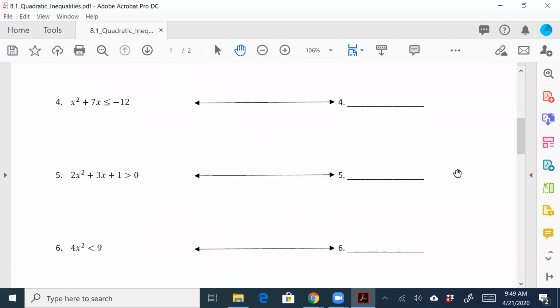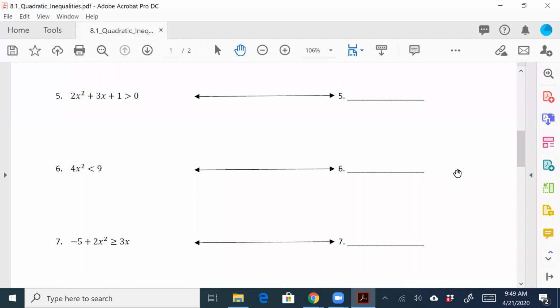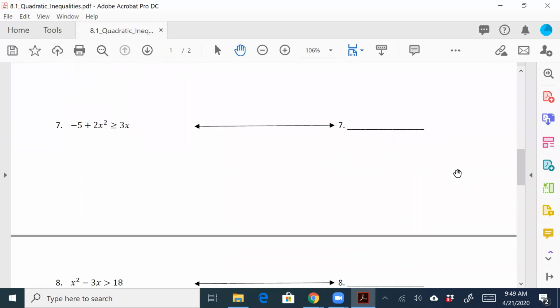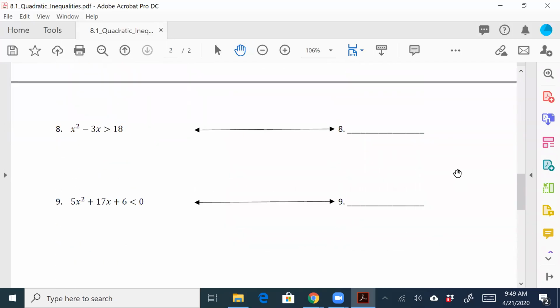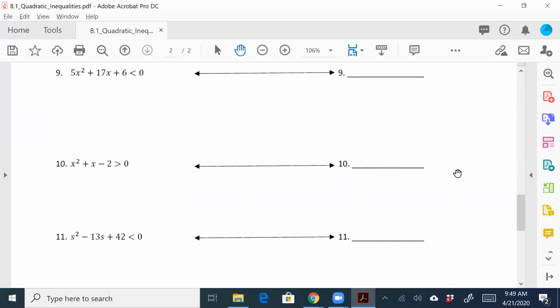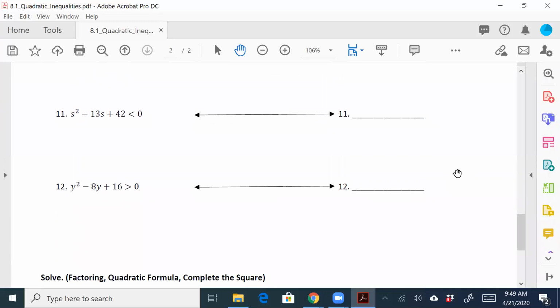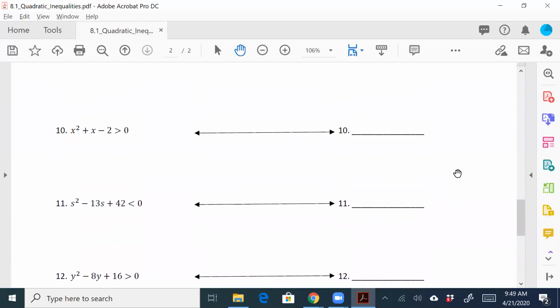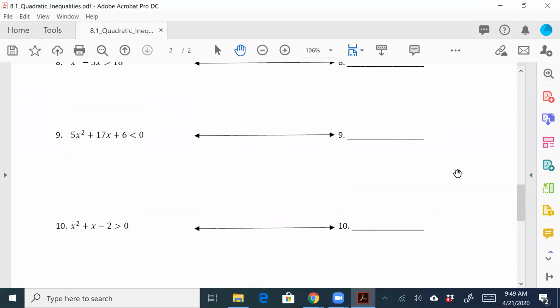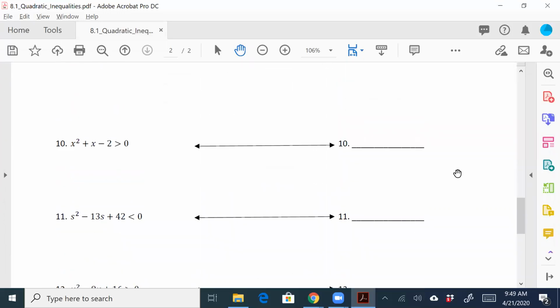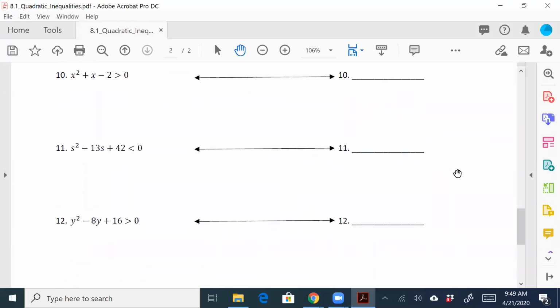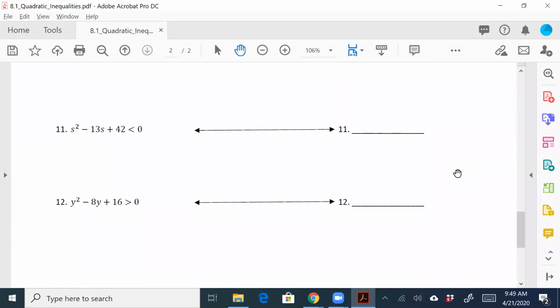All right. You guys want to go over another one? Yes. Which one would you like to go over, Valentina? Maybe number 11. Number 11. Let's look at number 11.